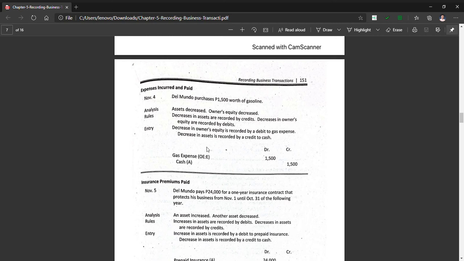So, we debit gas expense, 1,500. Okay? We credit cash, 1,500. So, meron tayong decrease of owner's equity dahil sa expense, kaya siya na-debit. Tapos, meron tayong decrease in cash, kaya siya na-credit.